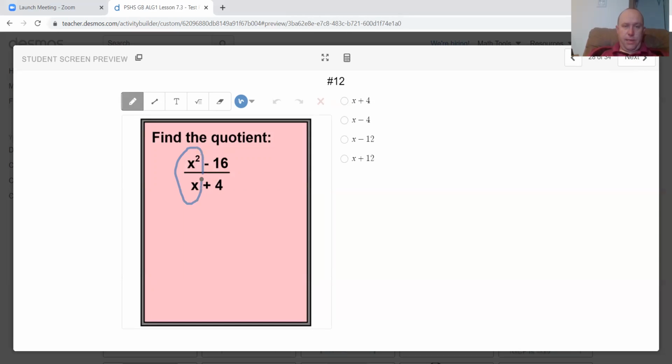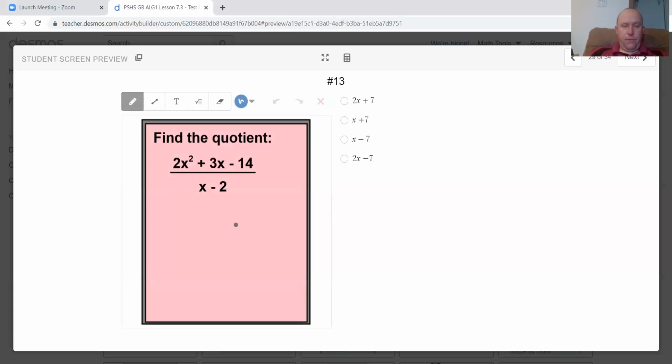Divided by a binomial again, so first terms and last terms. X squared divided by x is x, and negative 16 divided by 4 is negative 4. All of these, of course, you can do on a calculator if you're not sure. 2x squared divided by x, numbers first, 2. X squared divided by x again, that would be x. And last terms, negative 14 divided by negative 2 is positive 7. Check on Desmos if you're not sure.